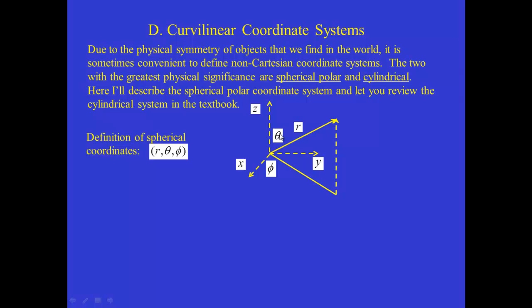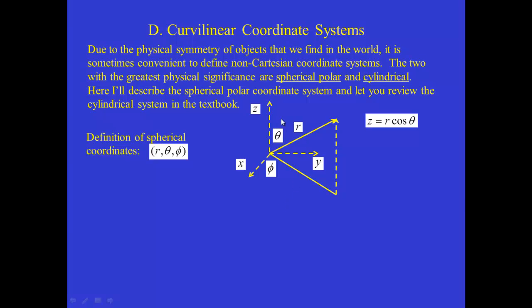Theta is sometimes called the polar angle because it's measured from the pole, the z-axis, while phi is called the azimuthal angle. There exist simple trigonometric relationships between r, theta, and phi, and x, y, and z, as you can see by referring to the diagram.